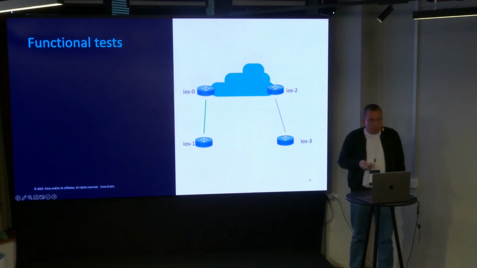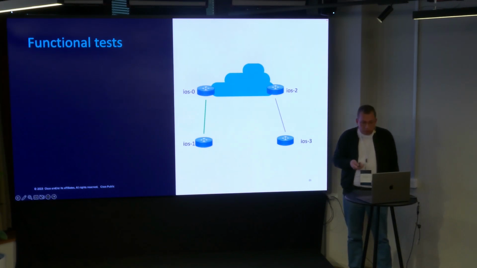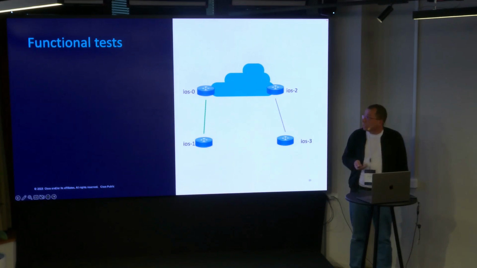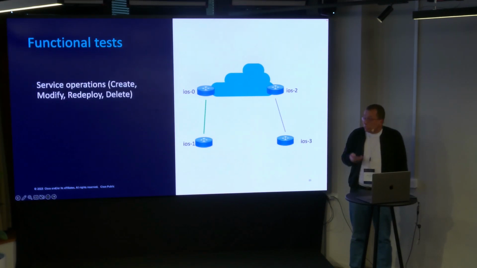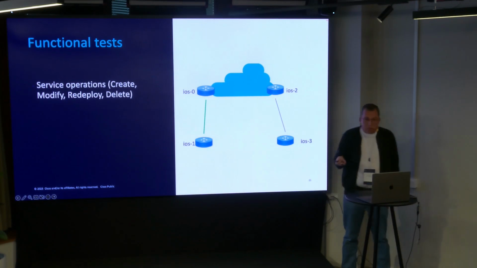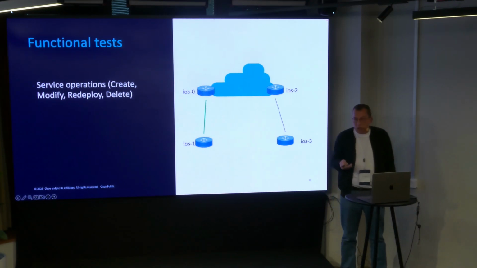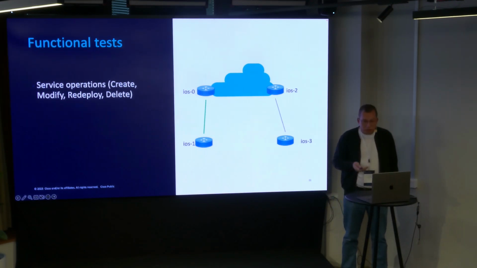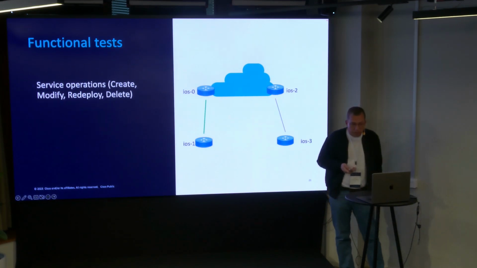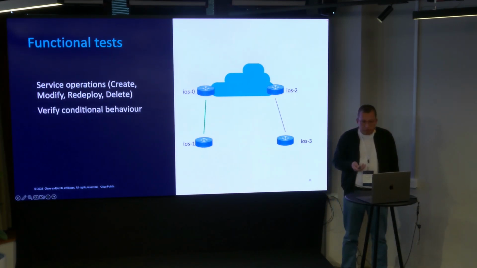And now I will move to probably the most important part for many of you. It's about functional testing. This is usually when we look at NSO, what is its function? It's the software that helps you operate your network, and one of the main features is services, to build your services, to create them, to modify, redeploy, and finally delete. And this is what we are usually using Robot for.